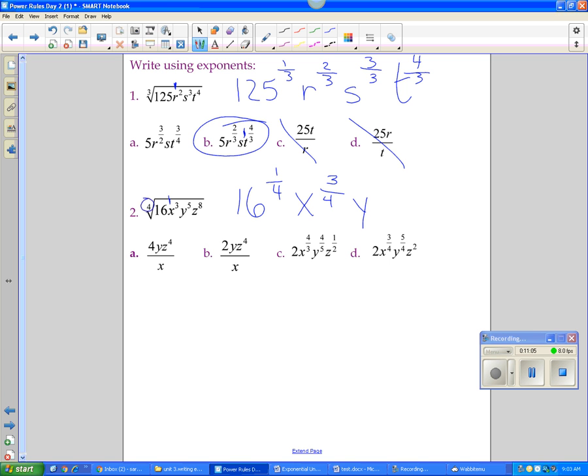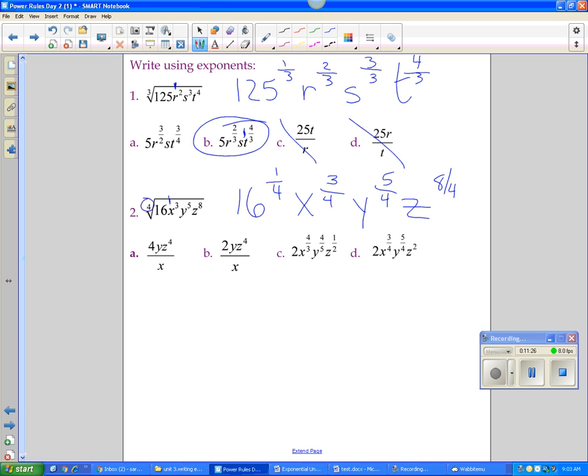Then I write a y. Riley K., what goes on top for the y? A 5. Power over root. Zach, what goes on the bottom? A 4. And Elijah, help me with the z. Very good.